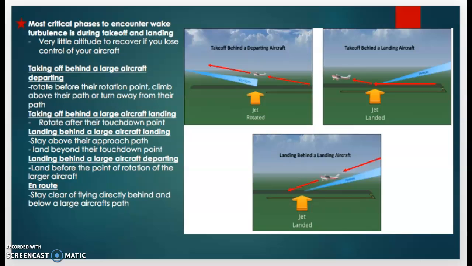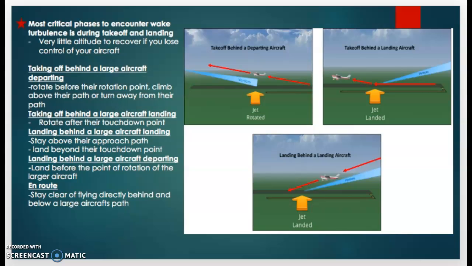Taking off behind a large aircraft that has just departed: you're going to want to rotate before their rotation point. We'll watch wherever they rotate, and we're going to rotate before them. We are going to climb above their path and turn early away from their path. This will keep us clear of any wingtip vortices they are creating.